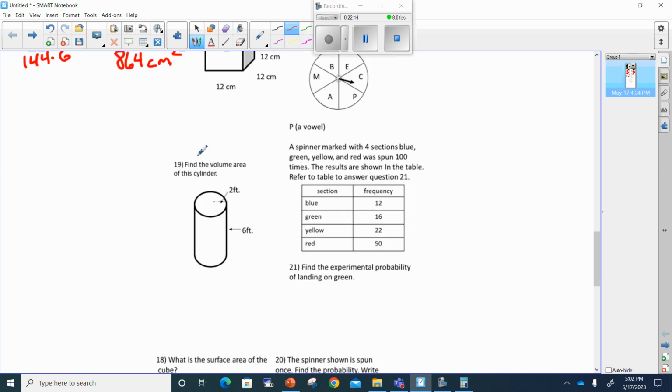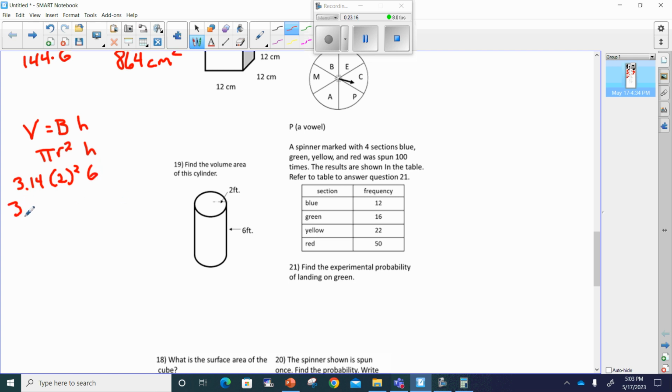Number 16 says, find the volume of this cylinder. Remember, volume is equal to big B times H. In this case, the formula for a circle is the base, and that's pi r squared. And we're going to multiply that to the height. Pi is 3.14. The radius here is 2. So I'll multiply this to 2 squared. And then the height is 6. So we'll take this and multiply it to 6.